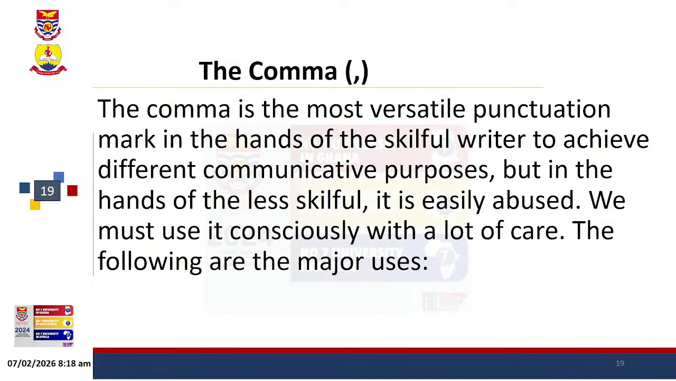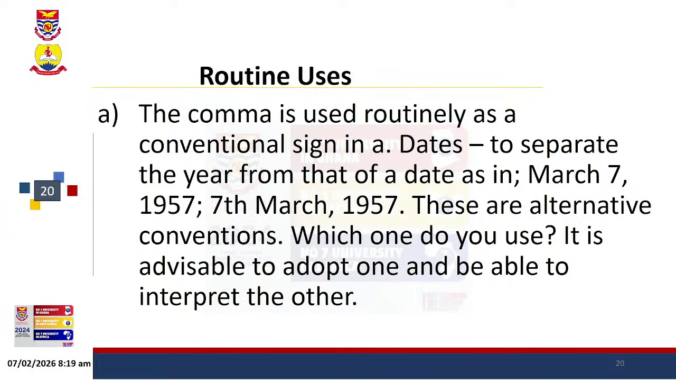So we are going to look at some instances of the uses of the comma. These are conventions. 1, the comma is used routinely as a conventional sign in dates to separate the year from that of a date. Okay? For instance, March 7, 1957. I think this is a sensible application.